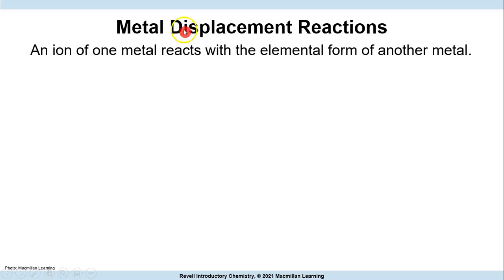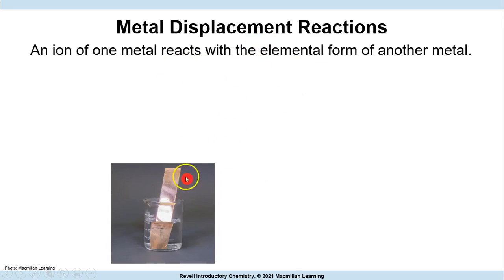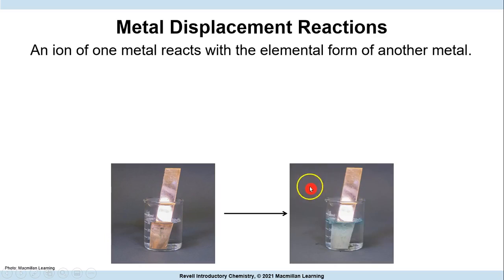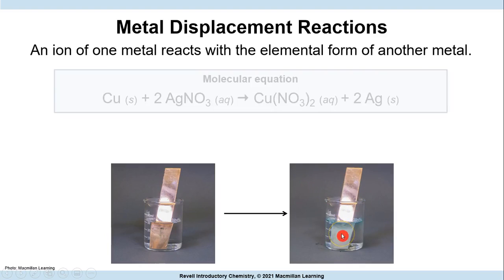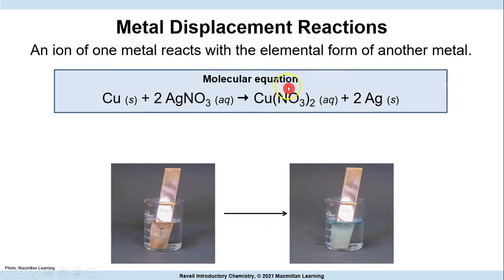Now, let's look at the metal displacement reactions. An ion of one metal reacts with the elemental form of another metal, and that is displacement. Let's look at an example where we have this metal in solution reacting. Now, let's look at the molecular equation. We have copper solid dissolved in silver nitrate. Copper is going to displace silver, and we see that there is silver in solution.